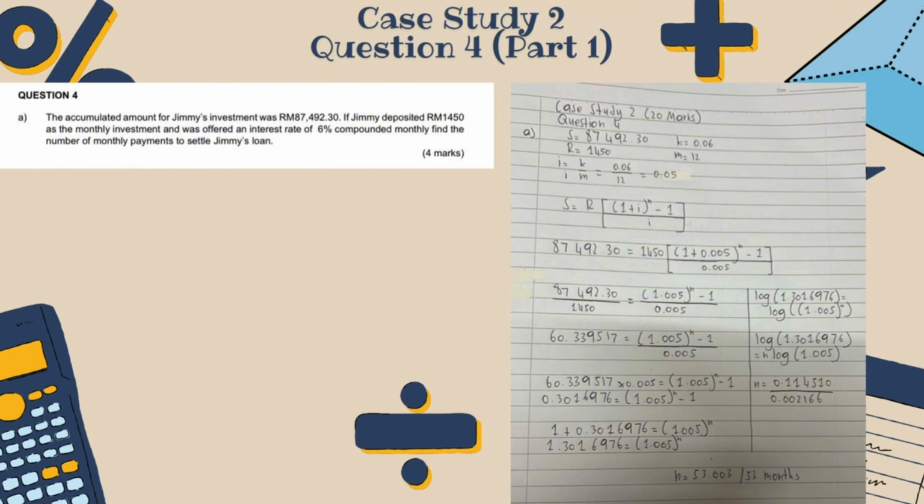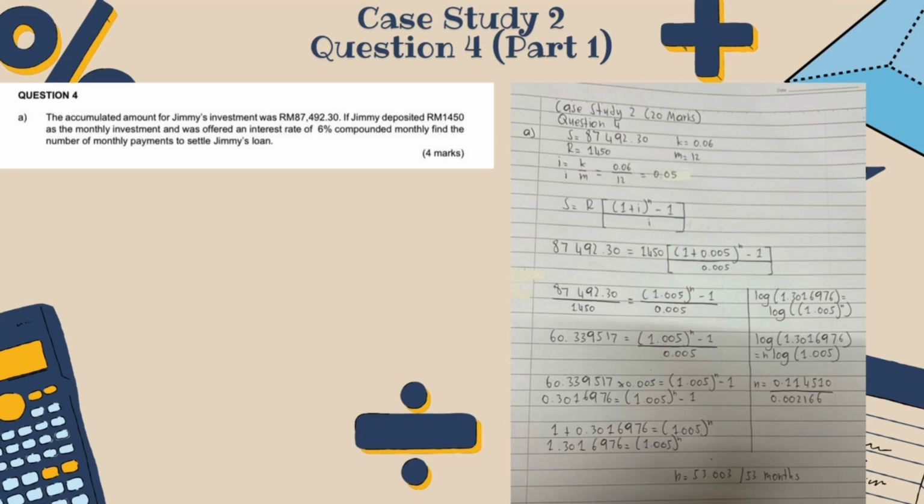First, I convert the annual interest rate into a monthly interest rate by dividing 6% by 12, giving i equals 0.005. Then I substitute all the known values into the formula. Next, I rearrange the equation to isolate (1.005) to the power of n. After simplifying, I obtain 1.3016976 equals (1.005) to the power of n.